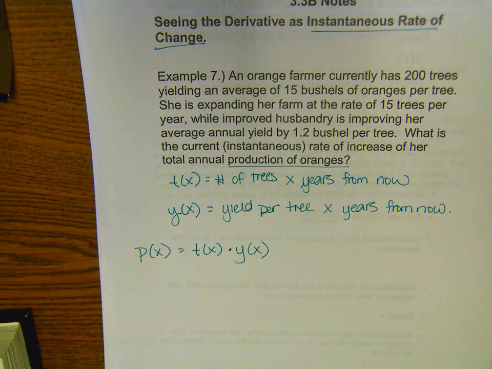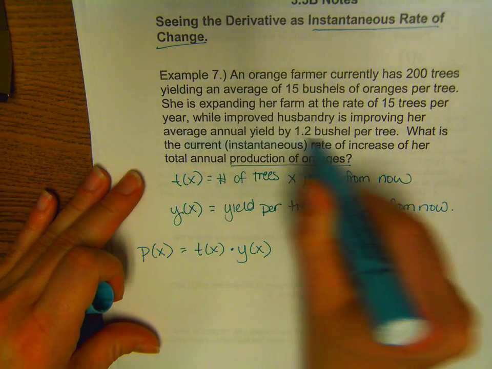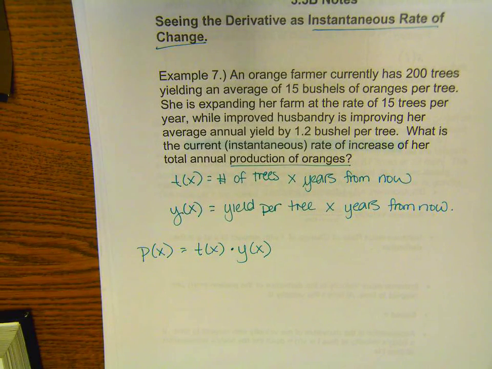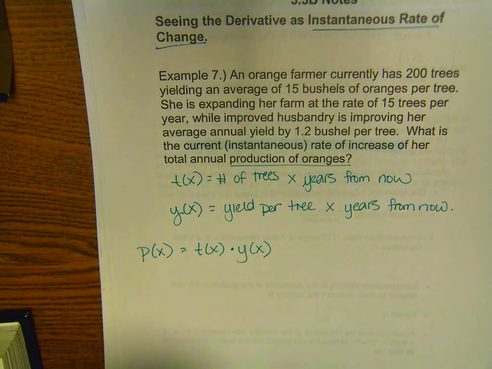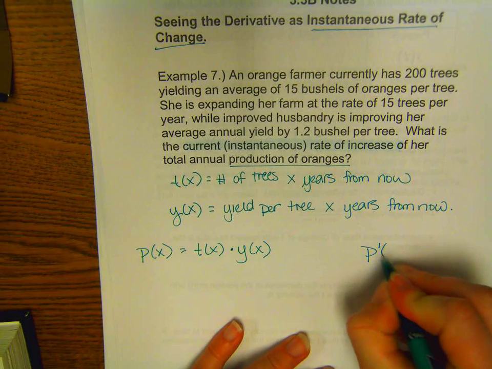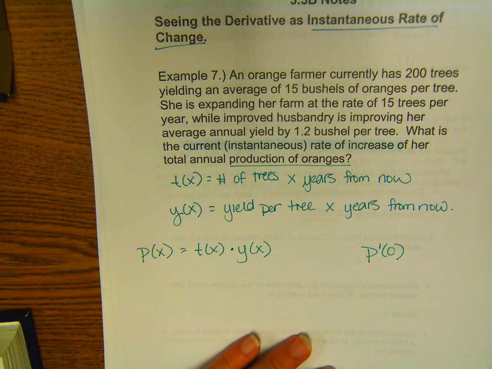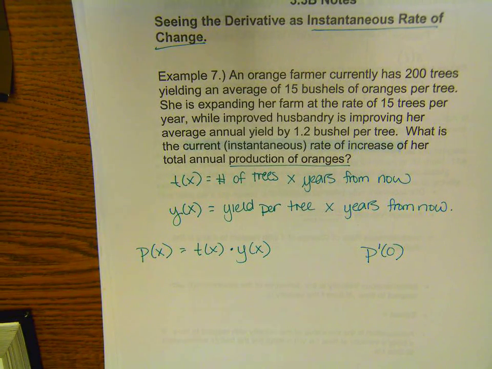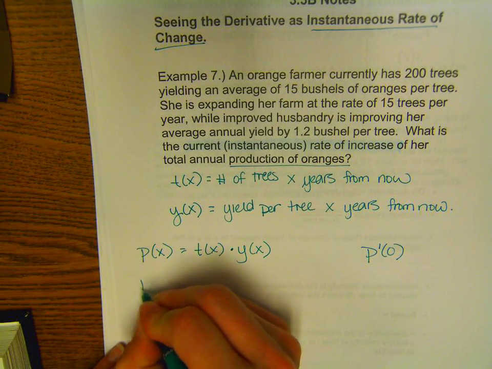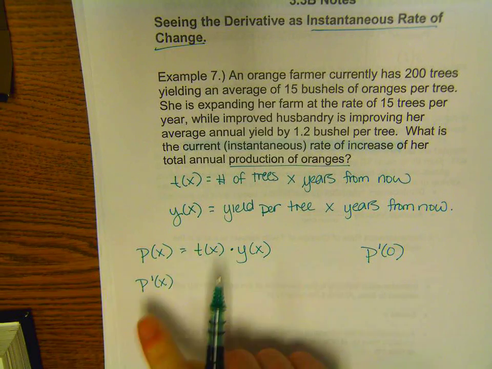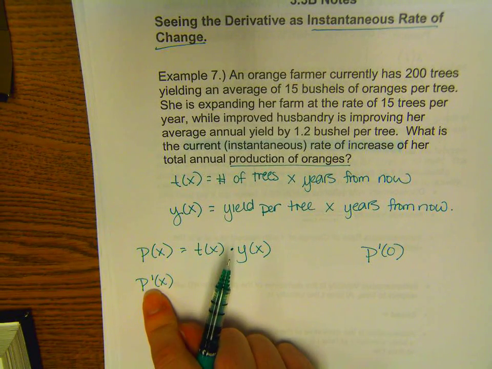What am I asking you to find in this problem? Yeah, the current rate of increase, right? Currently, I'm going to say that's right now. I'm asking you to find this, aren't I? Right now, 0 years from now, the rate of change of the production. Okay, so in order to do this, let's write a new function for the instantaneous rate of the production. We don't have equations, but we're going to be able to plug values in, okay?